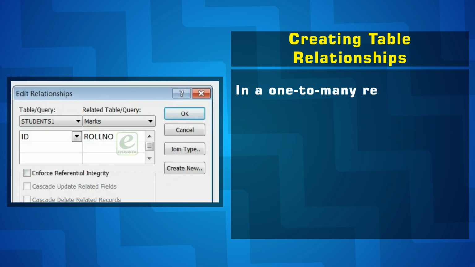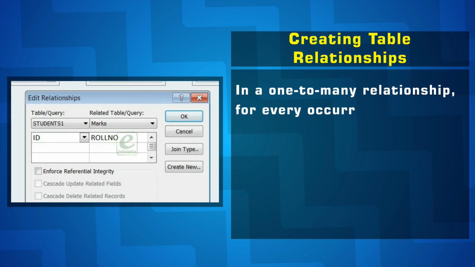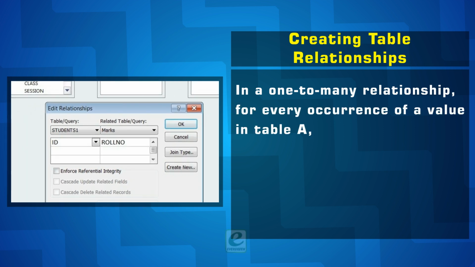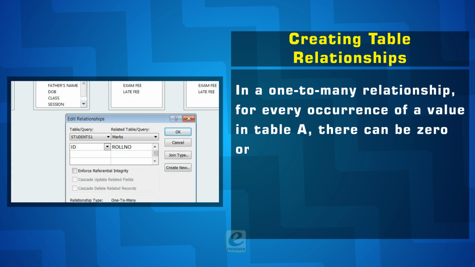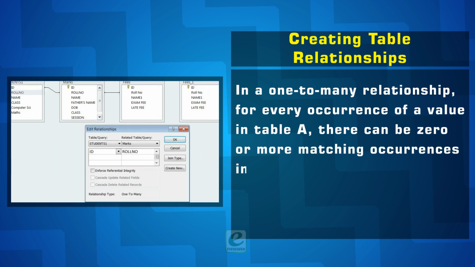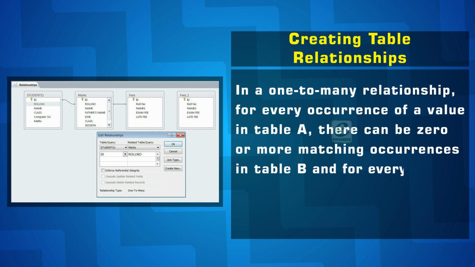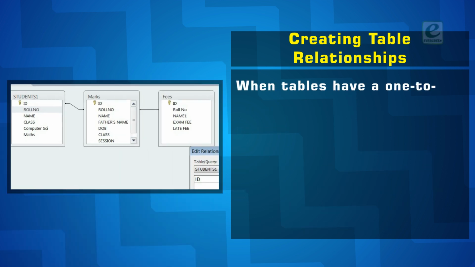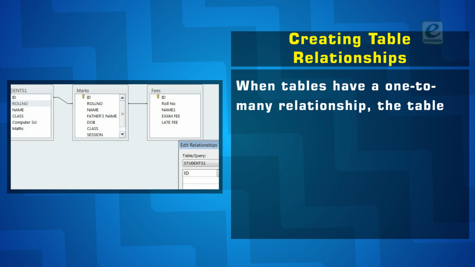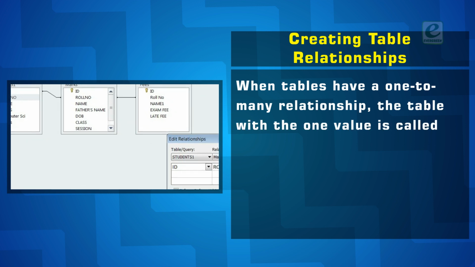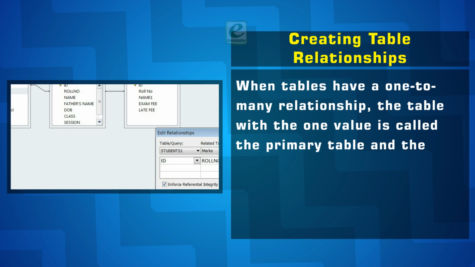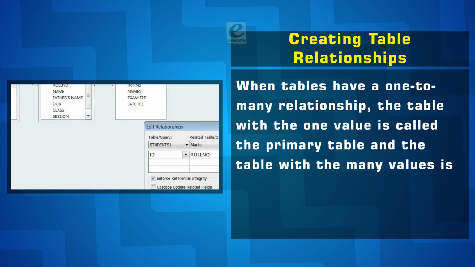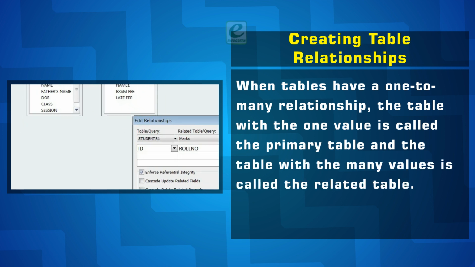In a one-to-many relationship, for every occurrence of a value in table A, there can be 0 or more matching occurrences in table B, and for every one occurrence in table B, there can only be one matching occurrence in table A. When tables have a one-to-many relationship, the table with the one value is called the primary table, and the table with the many values is called the related table.